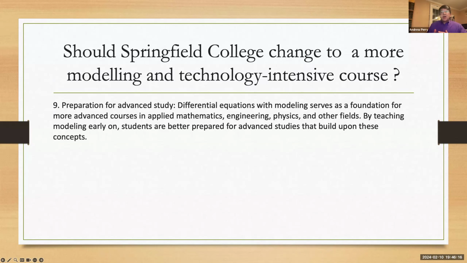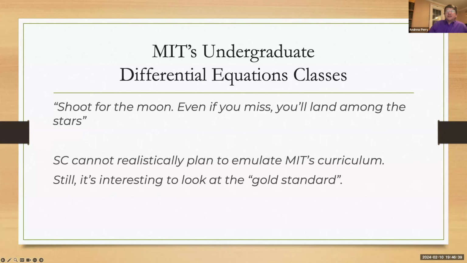And I thought about this and I thought, well, if we really want a model for what would be a real aspirational course, why not look at the leader in science and technology, MIT? So I went on to the MIT website just for fun. We can't really emulate MIT, but I wanted to check what their courses look like, with the idea that you can shoot for the moon, even if you miss, you'll land among the stars.